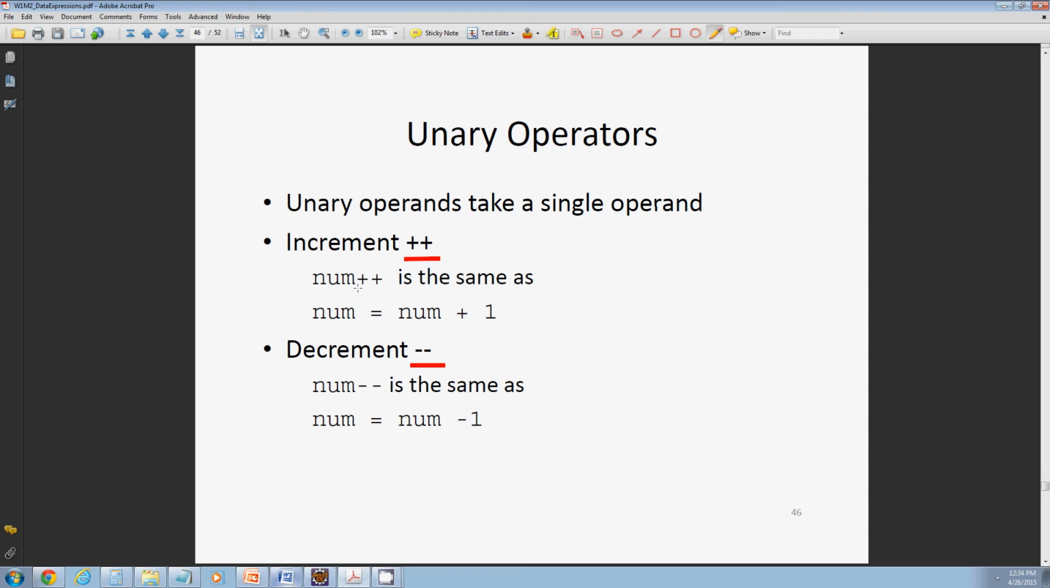Plus plus basically adds 1 to the value of your variable. So if you write num plus plus, that is the equivalent of writing num equals num plus 1. And if you write num minus minus, that is the equivalent of writing num equals num minus 1. So you're welcome to always write it out, num equals num plus 1 or num equals num minus 1. But because incrementing and decrementing by 1 are something that we do so frequently in programming, Java gives us a nice shorthand operator of plus plus and minus minus.